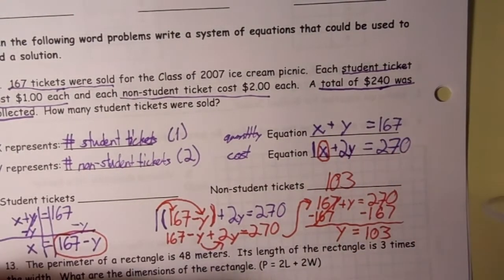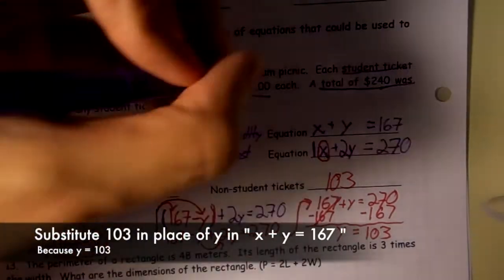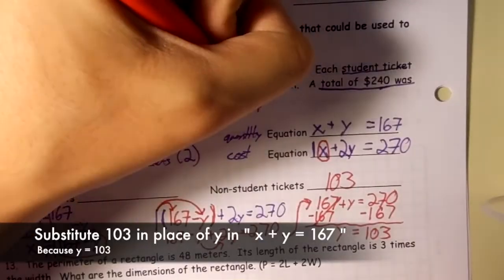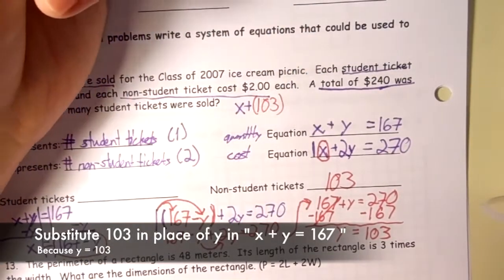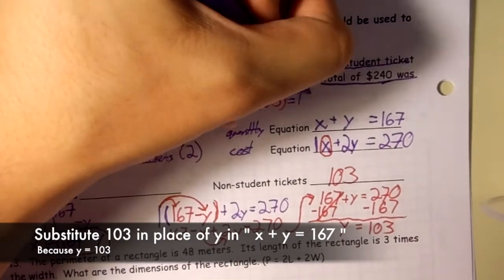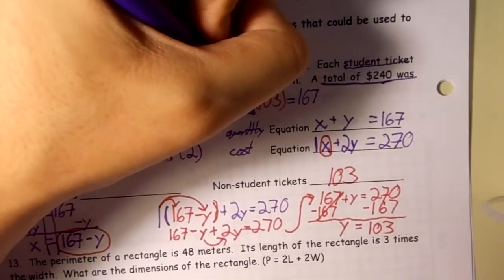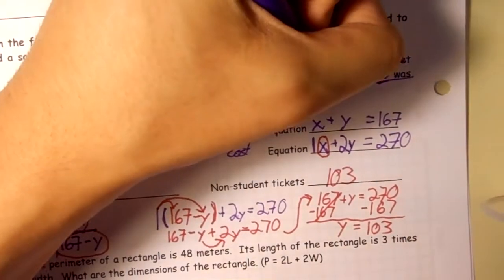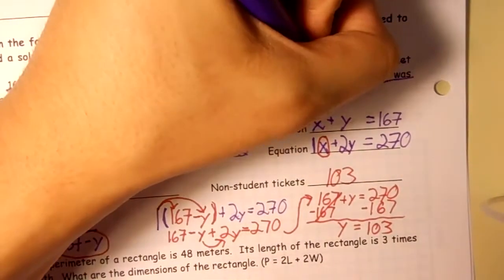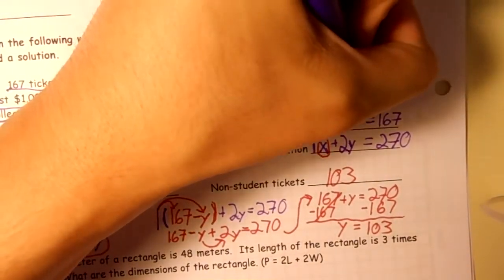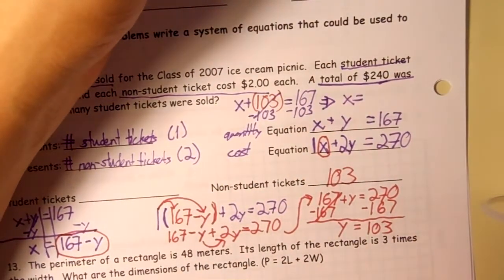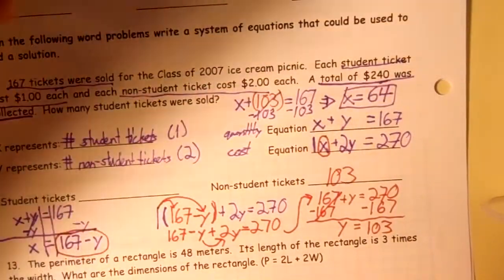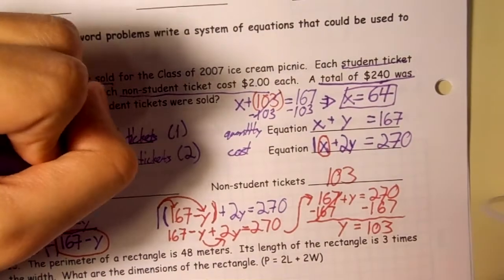X plus y is 167. So let's just use that. X, because we still don't know it, plus y, which was 103. Substitute it back in. And that still equals 167. So we'll subtract 103 from both sides so that we just have our x value. And 167 minus 103 is 64. So number of student tickets sold was 64.